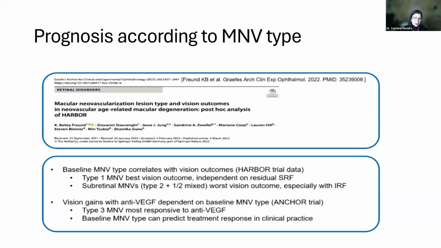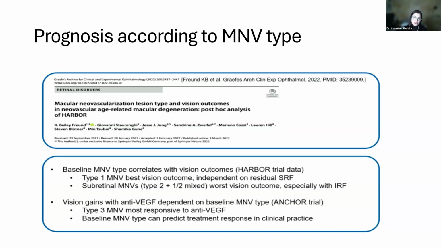fluid is present. Now we have other biomarkers like the SHRM and the intraretinal hyperreflective material that could also tell us that it will be worse outcomes. Then the response to anti-VEGF in terms of vision gain shows that type 3 is most responsive in terms of vision gain, and baseline, the neovascularization type can predict treatment response in clinical practice.